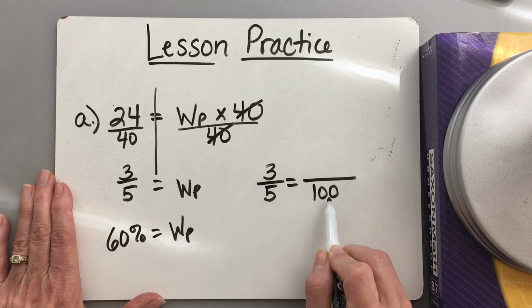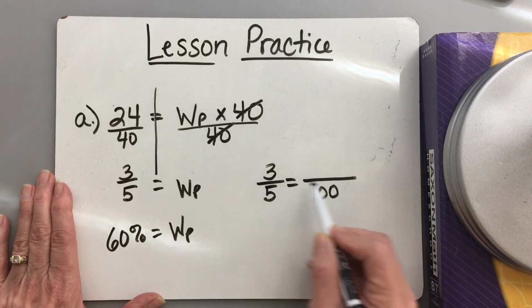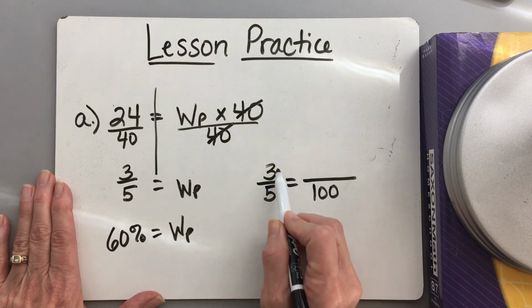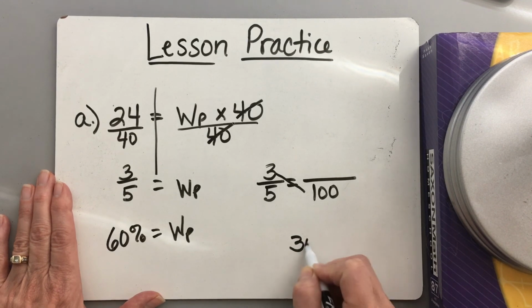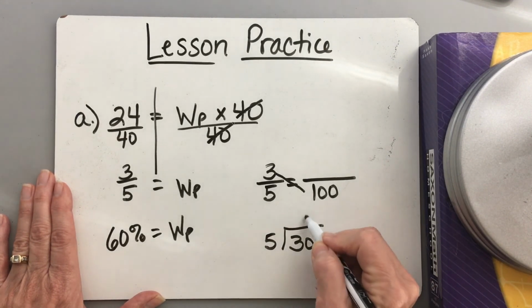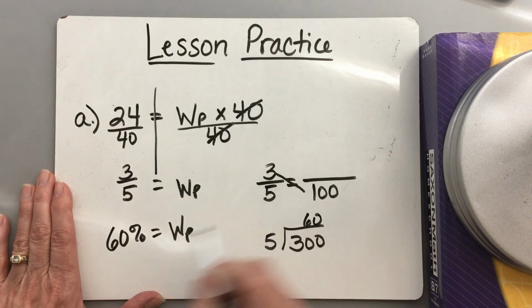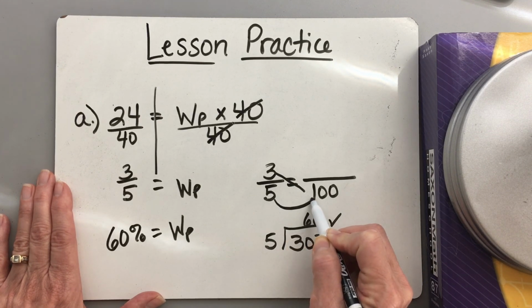We set that up to a proportion of 100 because we know that the percent is per 100. And then we just solve it like we've been solving it. You can multiply this diagonally. 3 times 100 is 300, and then we can divide by 5. 5 will go into 300 60 times, and notice we got the same answer. You could also do it another way, and that is to say 5 times what is 100? 5 times 20.